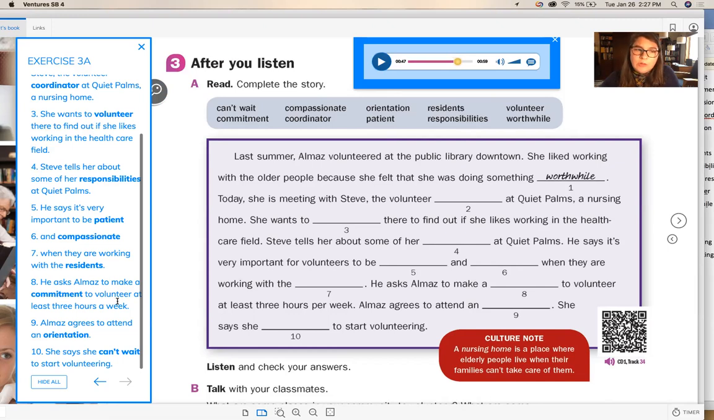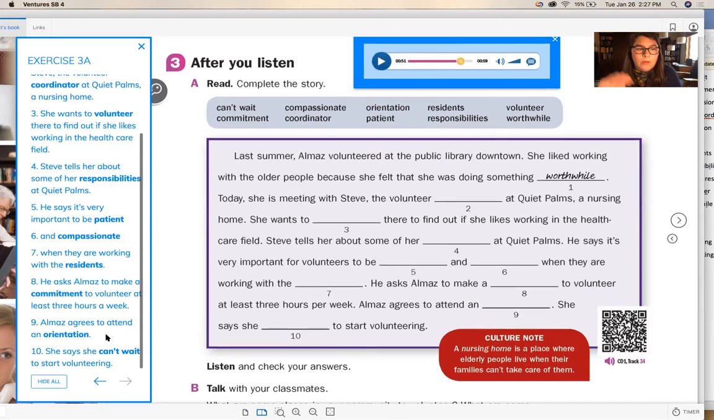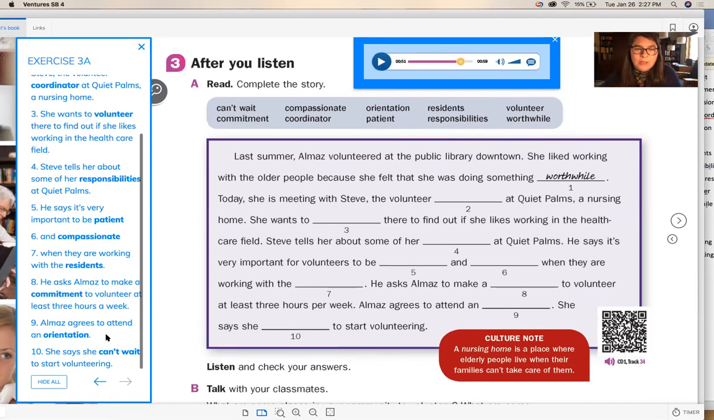So he asks her to make a commitment to do something. Notice this is to do something. Make a commitment to learn something. Make a commitment to help someone. Here, make a commitment to volunteer. And right here, number 9, Almaz agrees. Almaz agrees to attend an orientation. Gray day orientation, number 9.